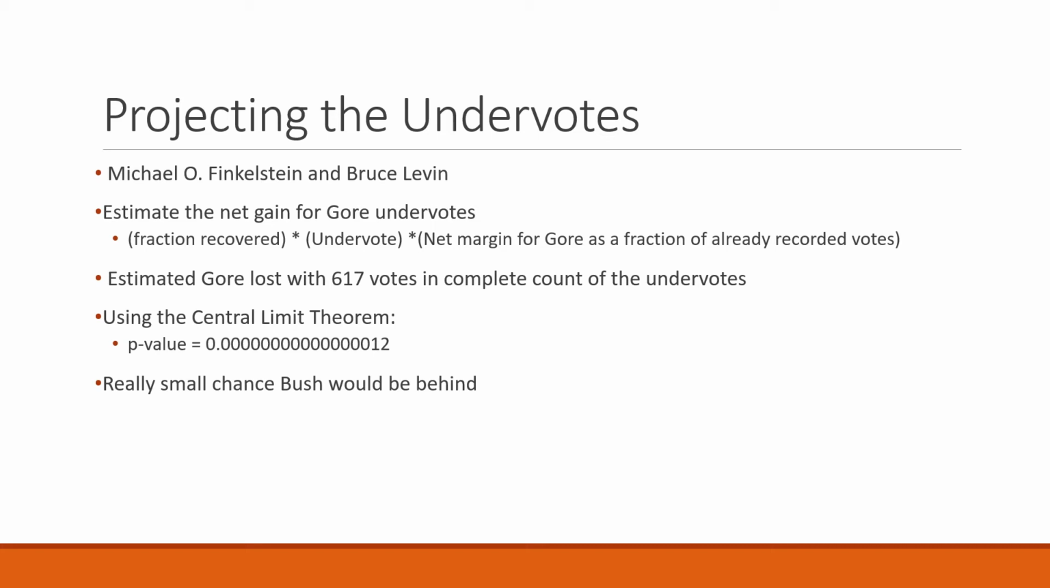Using the central limit theorem, we find a p-value of a really small number. And this shows that there was a really small chance that Bush would be behind, and that Bush, in fact, did actually win.